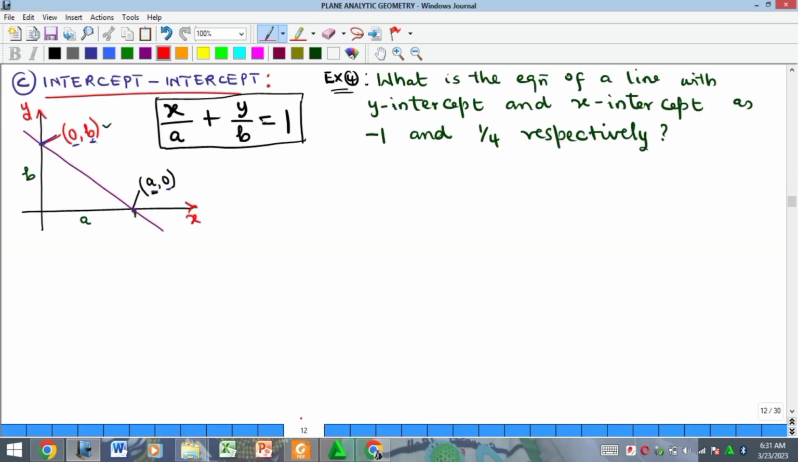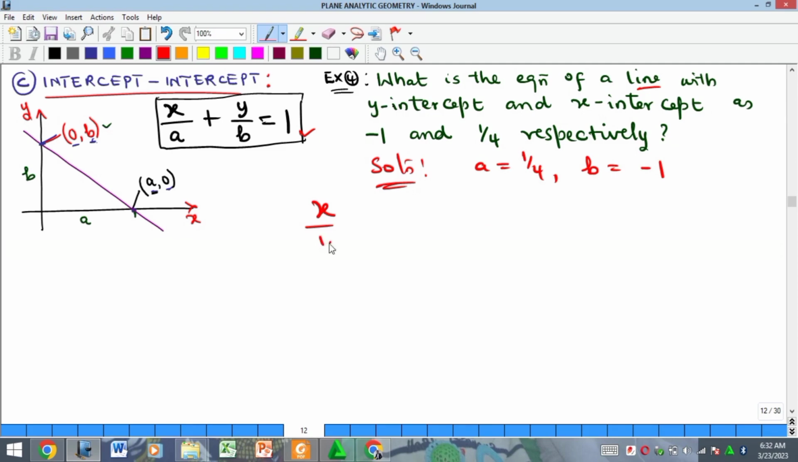And so finally, let's look at the other example. Here we already have the equation written, which I showed you how to generate in the previous video. You can take time to look at it if you have not seen it. All right, and so here we are asked to find the equation of this line that has its y-intercept and x-intercept as minus 1 and 1 over 4 respectively. So from your formula, just substitute. Our a, which is the x-intercept, is 1 over 4, and our b, which is the y-intercept, is minus 1.